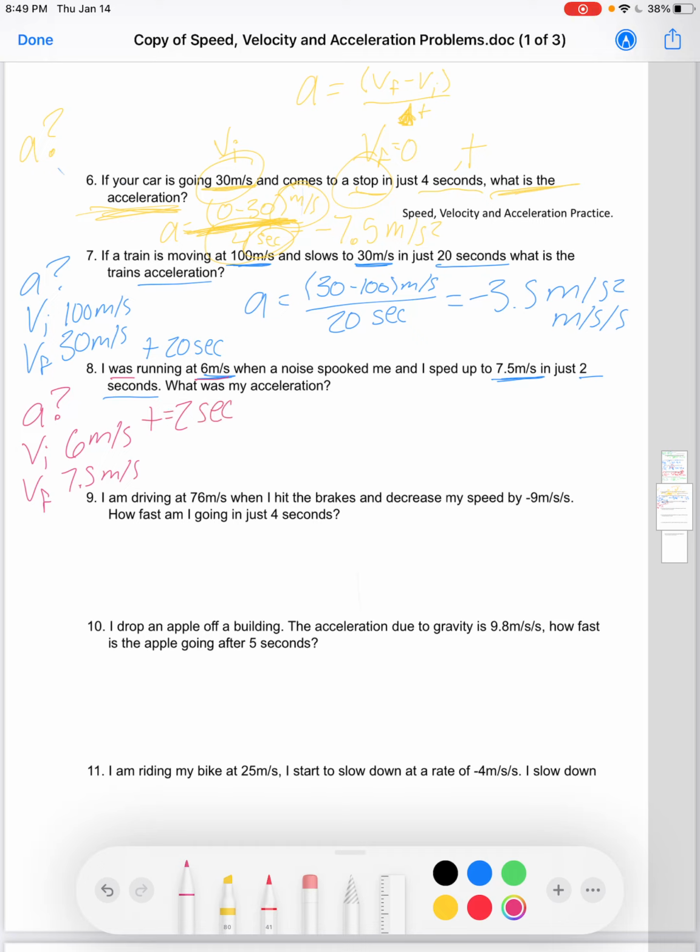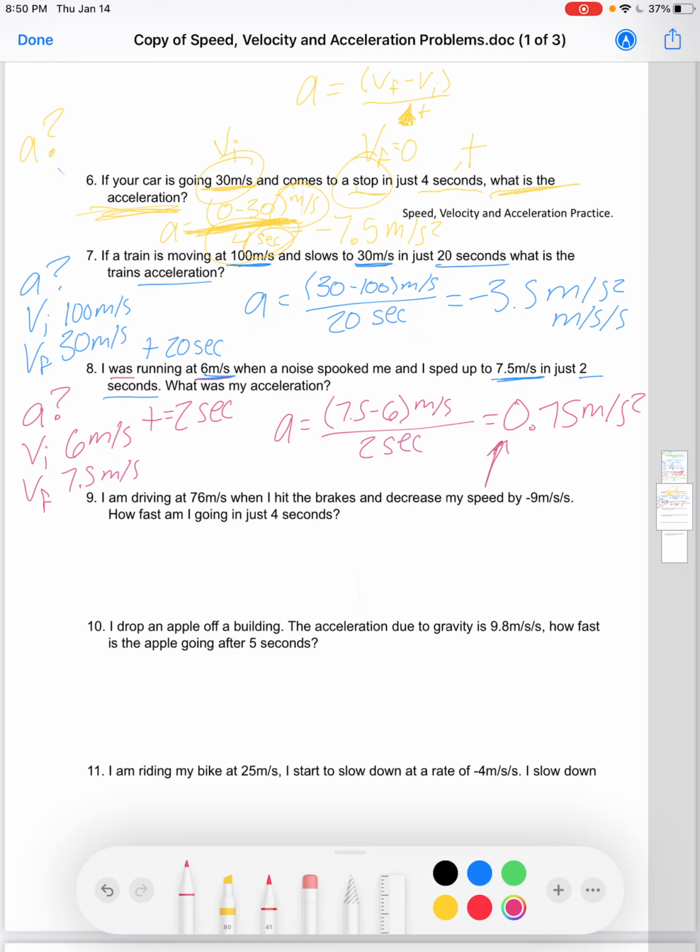I'm a super fast sprinter. No, that's not that bad, I guess. But anyway. So again, I can just plug this in. This one's not too complicated. Final minus initial meters per second over 2 seconds. And just do some calculations. 0.75 meters per second squared.